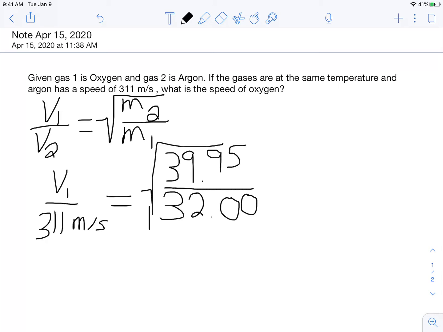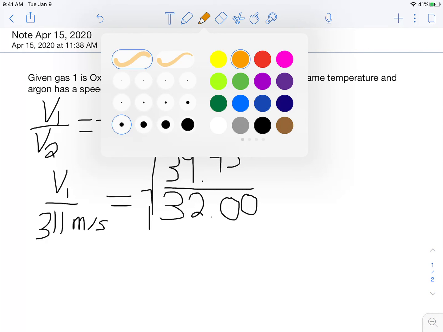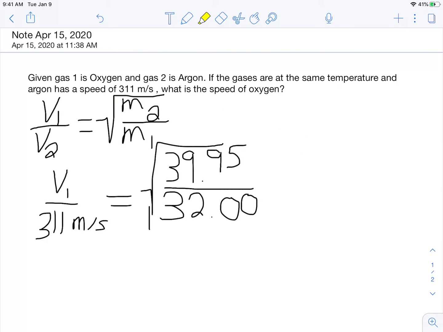Now, the way I would solve this is I would solve the right side first. So remember, this part right here, let's highlight this for you. This part right over here, it's the square root of 39.95 divided by 32. So what I would take first is I would do 39.95 divided by 32. Keep that result in your calculator and then take the square root of it. When I do that, I get a value of 1.117.